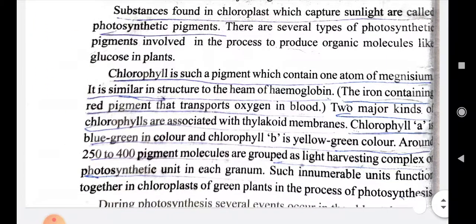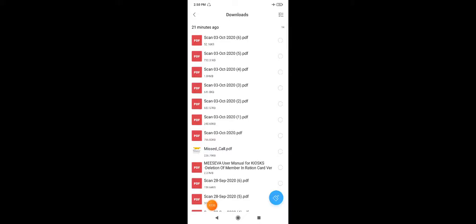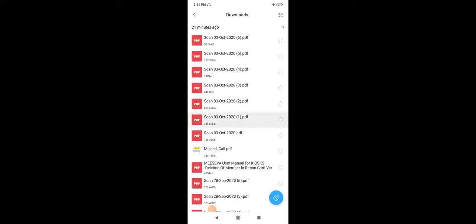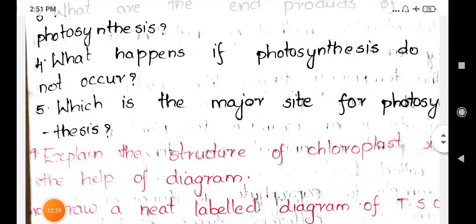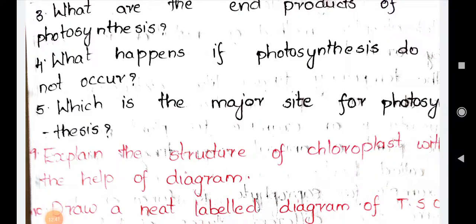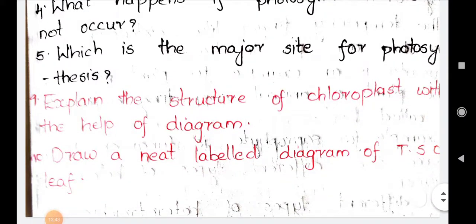Now let's go to the next question. Yeah, just hold on, we'll move on to the next question. So the 9th question was already completed: explain the structure of the chloroplast with the help of a diagram. This question is already completed.